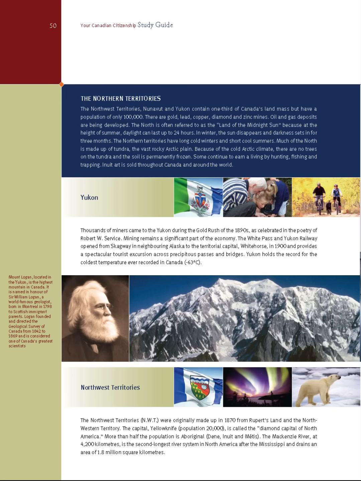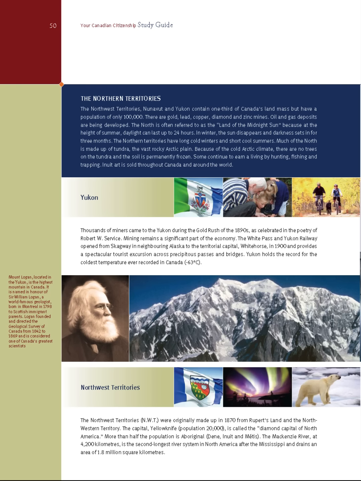The Northern Territories. The Northwest Territories, Nunavut and Yukon, contain 1/3 of Canada's landmass, but have a population of only 100,000. There are gold, lead, copper, diamond, and zinc mines. Oil and gas deposits are being developed. The North is often referred to as the land of the midnight sun because at the height of summer, daylight can last up to 24 hours. In winter, the sun disappears and darkness sets in for 3 months.